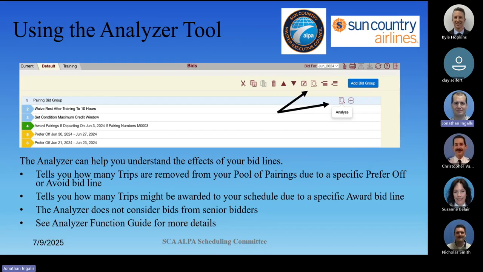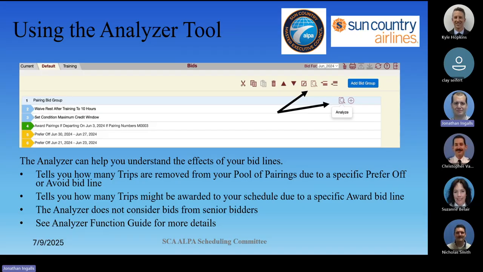I touched on the analyzer tool for just a second. There's a 5-minute video on this thing that's really useful if you go onto sca.alpa.org, PBS committees, and just watch the 5-minute analyzer video. It makes this make a whole lot more sense, but it pretty much just tells you how much you've filtered out and how much is able to be awarded. It does not know what a senior person wants.